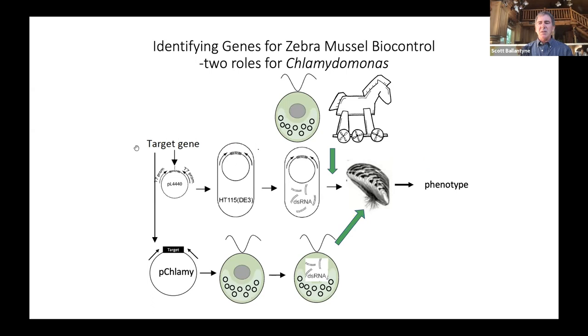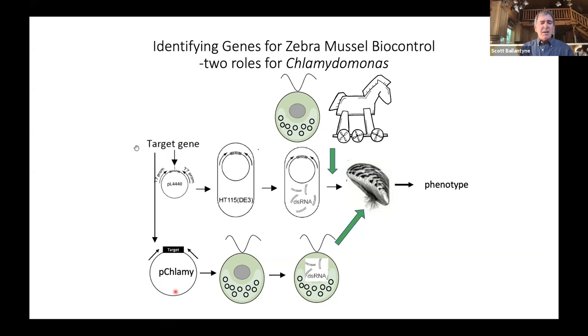And I was on sabbatical last fall, and so I made some progress on the second approach. I was able to produce a plasmid that we call P-CLAMI, and it's essentially the plasmid that was used in the shrimp paper, except that I tweaked it a little bit so that it's better able to receive our zebra mussel gene targets.